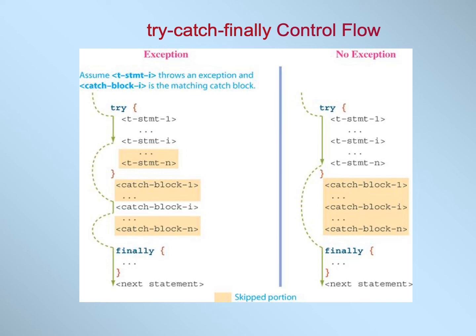Try, catch, finally, control flow. Assume that statement i throws an exception and catch block i is the matching catch block. So it goes through the try, finds the exception, catches it inside the catch block, and then goes to the finally block and ends. If there is no exception, it will go through all the code inside the try, skip the catch blocks, and go straight to the finally block.